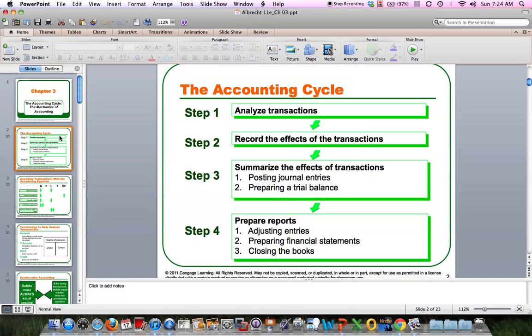Step four is to do adjusting entries, prepare financial statements, and close the books. So that's what we're going to talk about today, all those steps and a little bit more in chapter 4 also. So between chapter 3 and chapter 4, that's what we'll be going through.